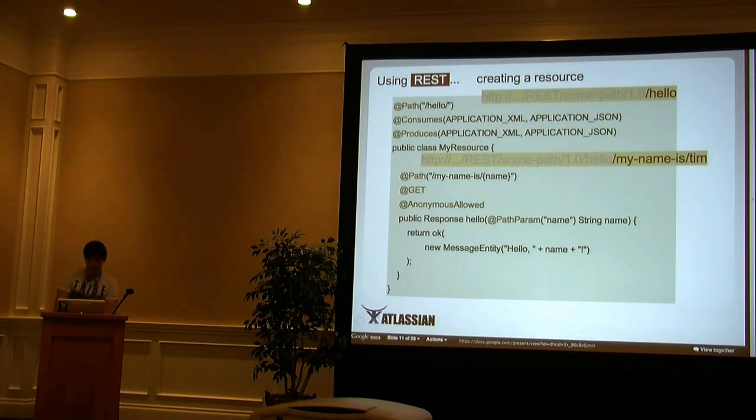So if you look down at the signature of hello, there's a path param annotation with a string name. Basically, whatever the client specifies as the last part of their REST resource will be injected straight as a string into that method, making it really easy to use.